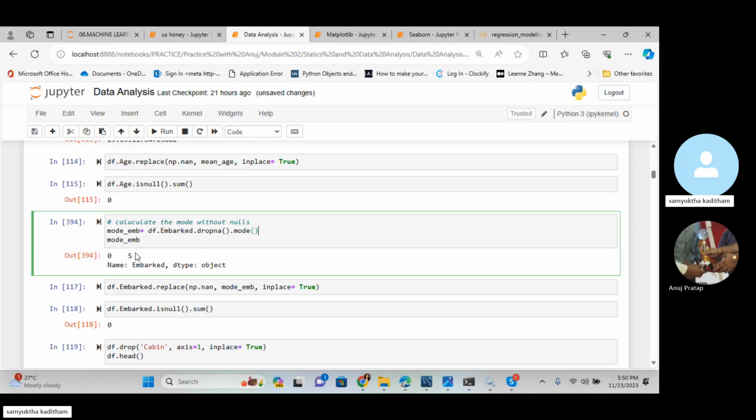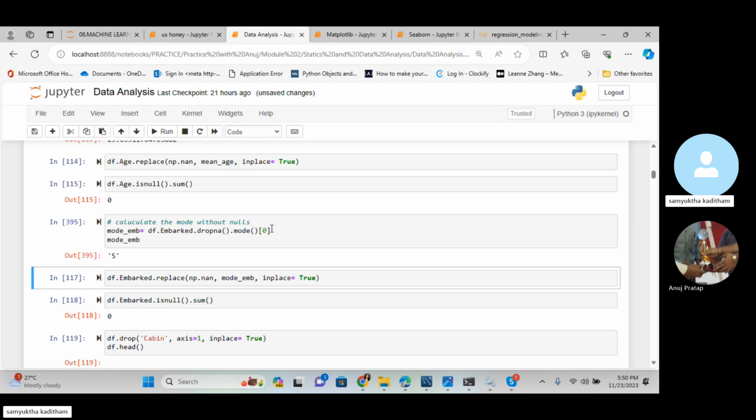It's actually a table, a small table, right? It has 2 columns, and column one is row. So we need only this value. To extract the value, we have to select the row number. Row is 0. It has only one index. So then we extract this one. This is the mode.